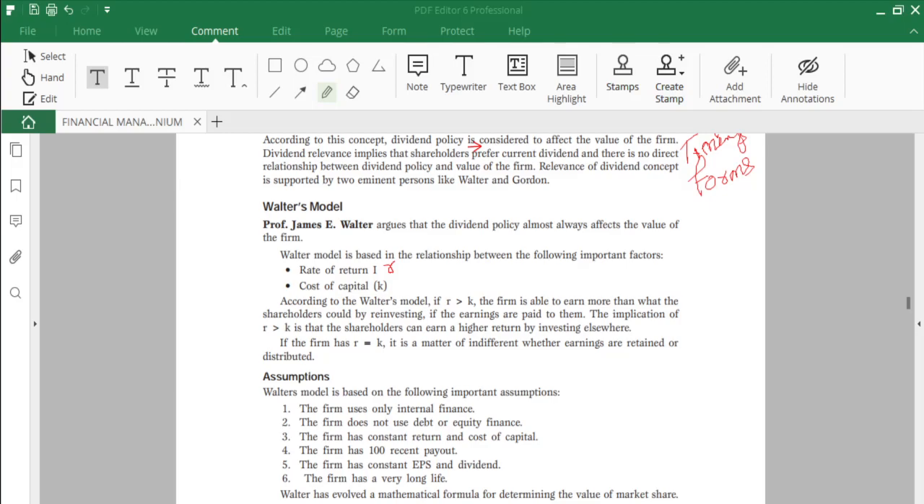Walter believed that when in a firm R is greater than KE, since there is no other source of investment, it is the internal financing. Here KE means the cost of the capital that you are investing. R is the return that you expect on retaining the fund and using it elsewhere. So when R is greater than KE, what should the firm do? It should go for retention.